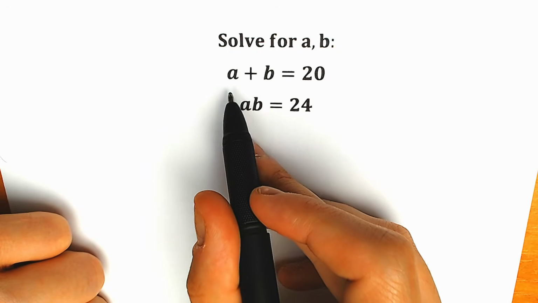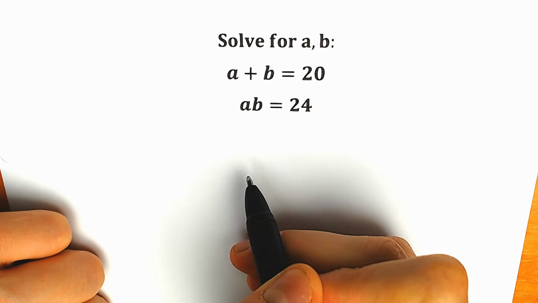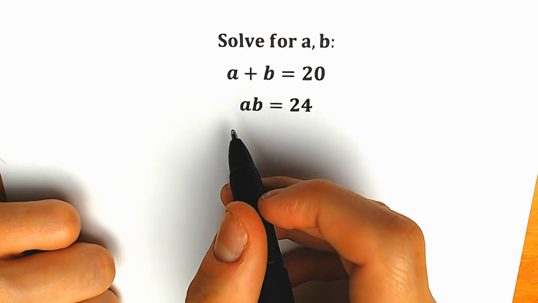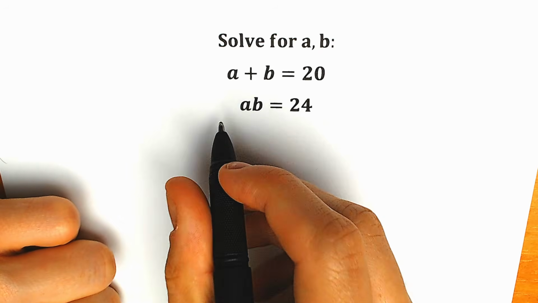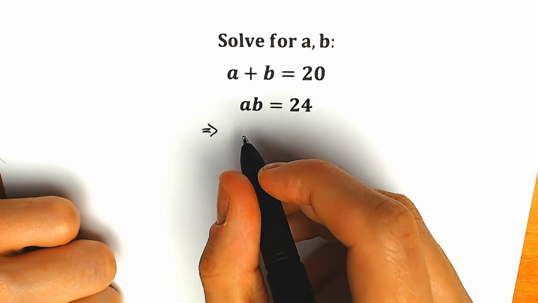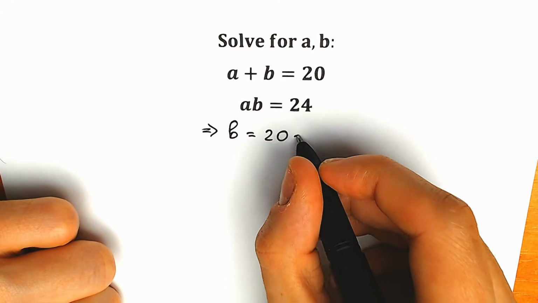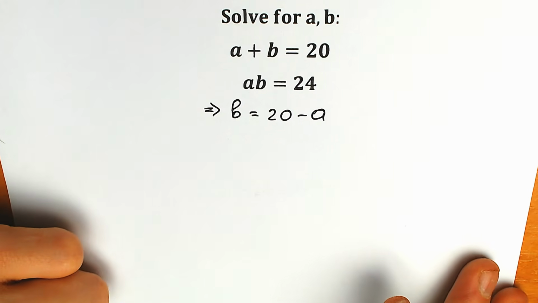Okay, so first of all, we have a sum a plus b equal to 20, a product a times b equal to 24, and we need to solve this system of two equations. So what is the main idea? First of all, let's express b from our first equation. This is our first step. So b is equal to 20 minus a. Nothing hard.